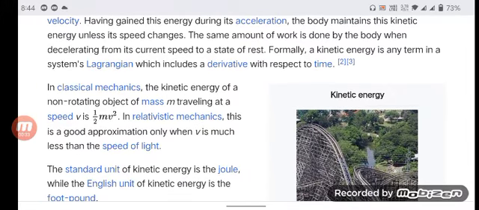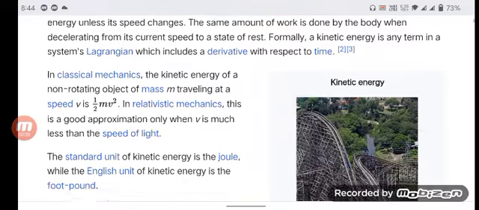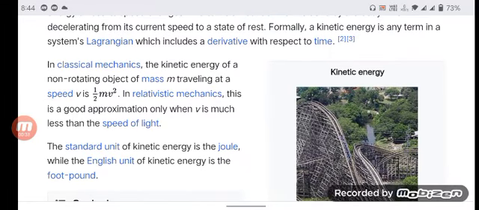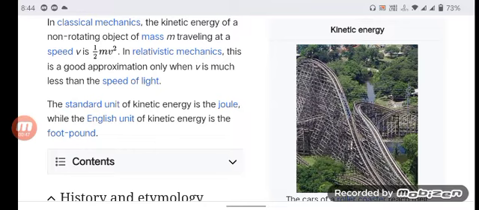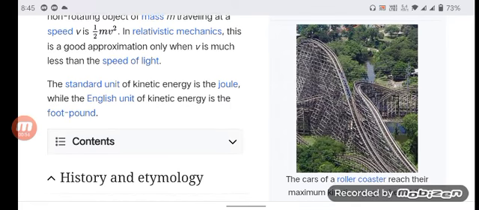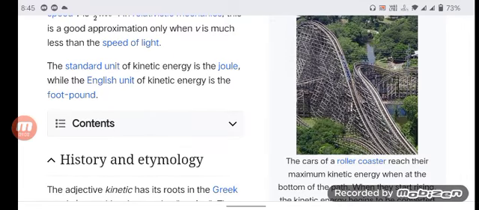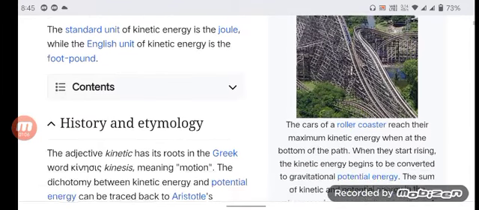rest. Formally, a kinetic energy is any term in a system's Lagrangian which includes a derivative with respect to time. In classical mechanics, the kinetic energy of a non-rotating object of mass m traveling at a speed v is 1/2 mv². In relativistic mechanics, this is a good approximation only when v is much less than the speed of light. The standard unit of kinetic energy is the joule, while the English unit of kinetic energy is the foot-pound.